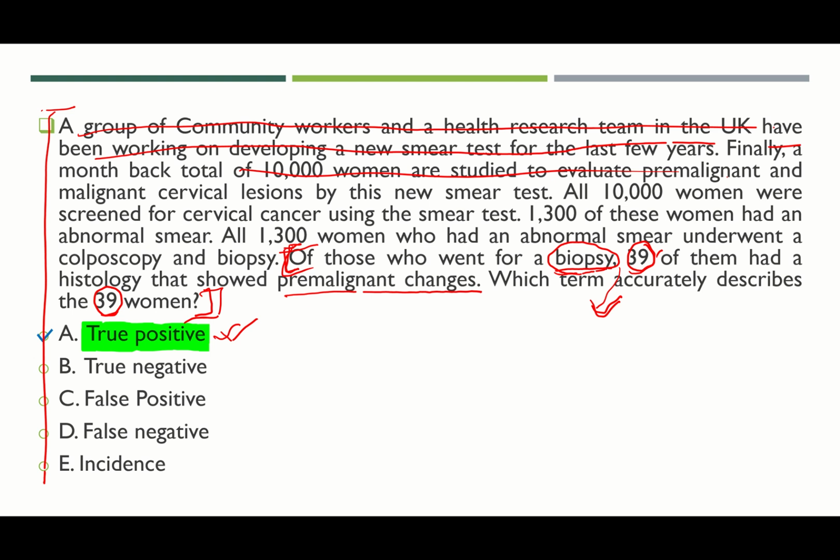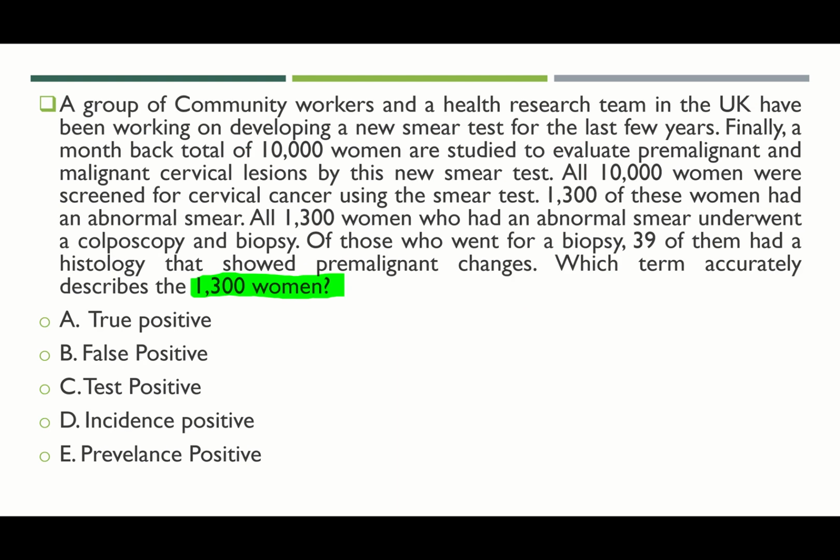So you should always aim to start your question by reading the last line, and then just go one line back, one line back, one line back. That's how you do it. Okay, same scenario, another question, but the last line is slightly different. Which term accurately describes the 1300 women? You go one line back, you do not find the 1300 women. So let's see where the 1300 women are. Here it is.